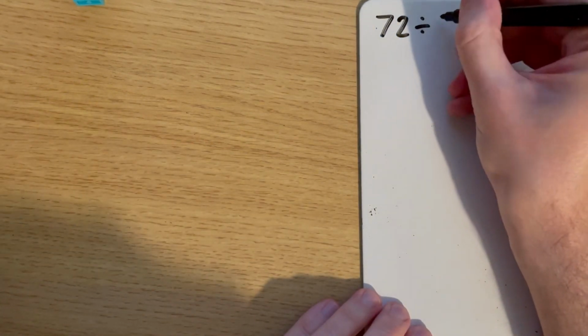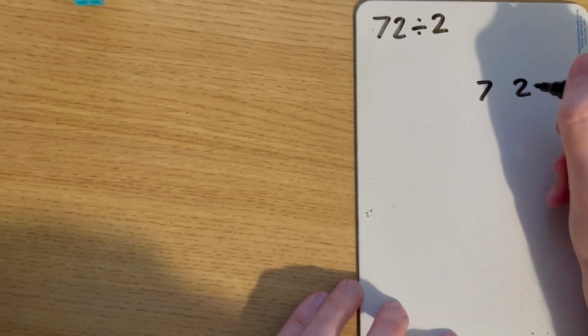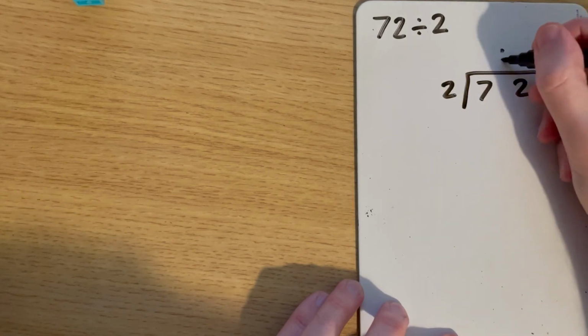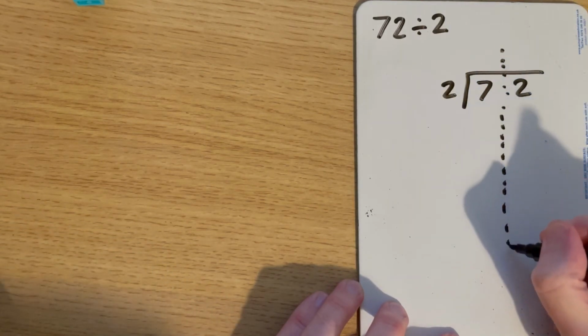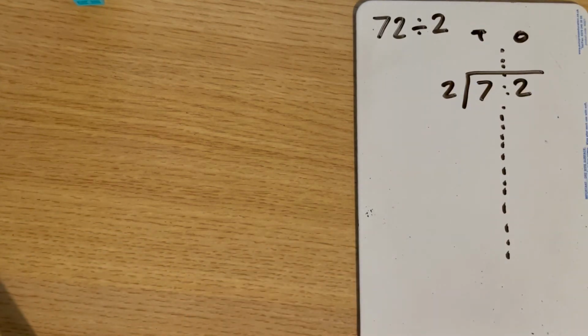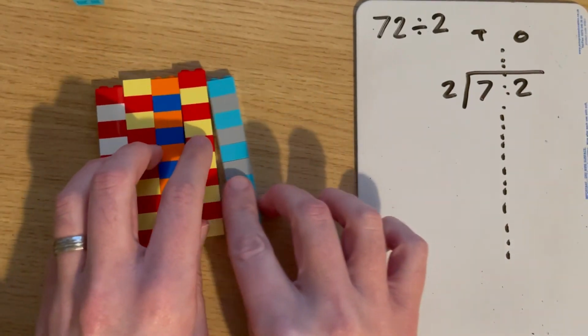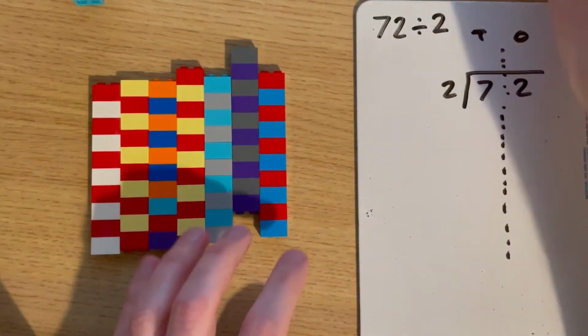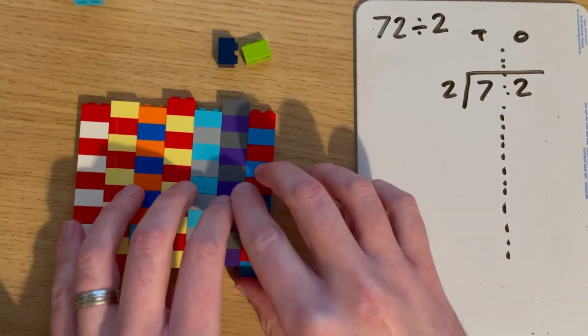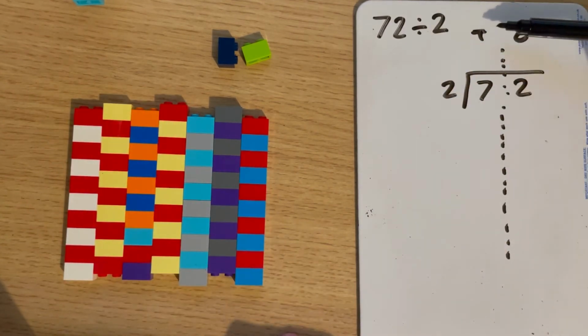So let's do 72 divided by 2. Tens column and the ones column. 10, 20, 30, 40, 50, 60, 70. Just looking at tens to begin with, because we're in the tens column.